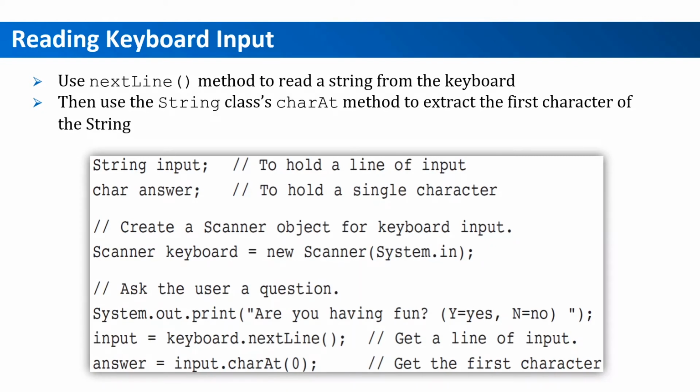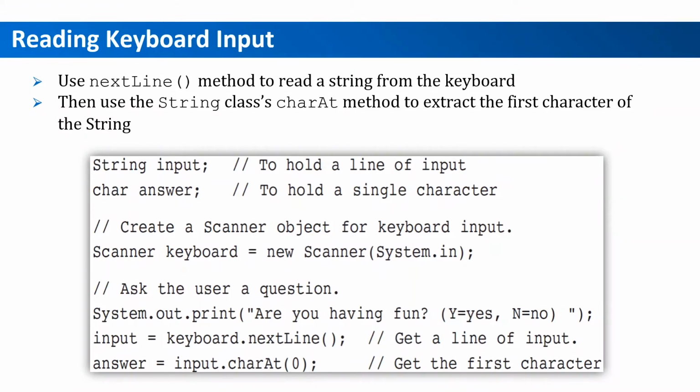So for example, here we declare a string called input and a char named answer. Then we initialize a scanner object called keyboard and link it to System.in. Then we prompt the user with a System.out.print statement to answer with a letter y or n for yes or no respectively.